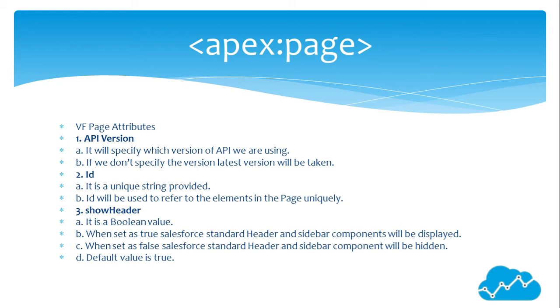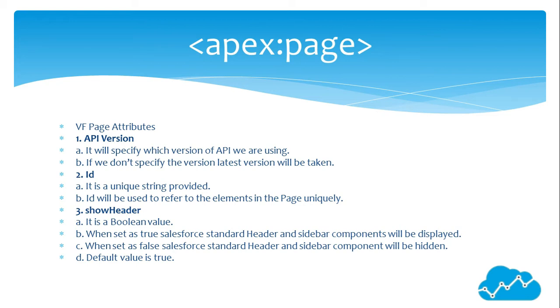It will specify which version of API we are using. If we don't specify the version, the latest version will be taken. ID is a unique string provided. The ID will be used to refer to the elements in the page uniquely.